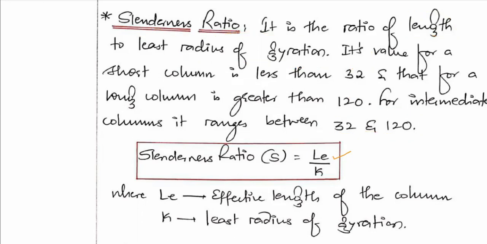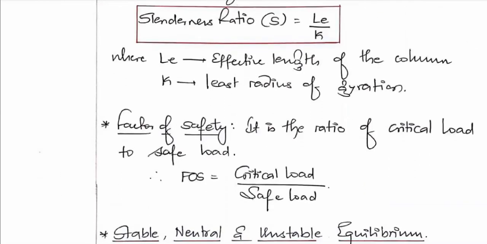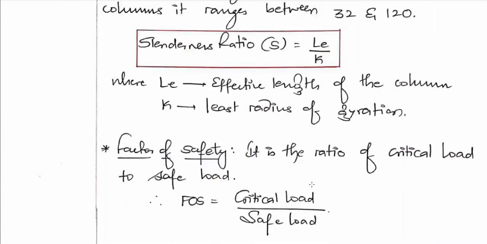Next very important term which is used frequently is factor of safety. Factor of safety is defined as the ratio of critical load to safe load. This is used for designing of columns. Further we'll be seeing some numericals where we'll be designing the columns, deciding the type of load which will be coming, maximum load, minimum load, all those things. For that we'll be making use of factor of safety, the ratio of critical load to safe load.